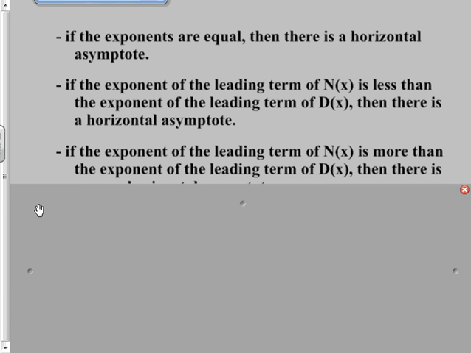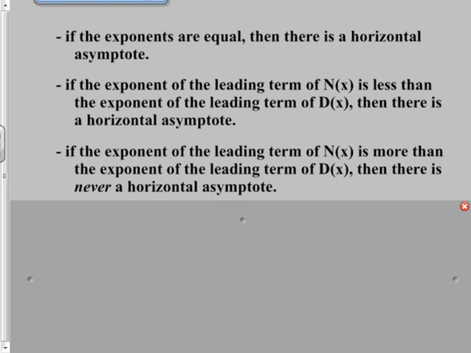The third and final situation that might occur is that the exponent of the leading term of the numerator could be more than the exponent of the leading term of the denominator. When this happens, there will not be a horizontal asymptote. So there are three different conditions that we have to watch out for when we're looking at a rational expression when trying to decide if there's going to be a horizontal asymptote or not.